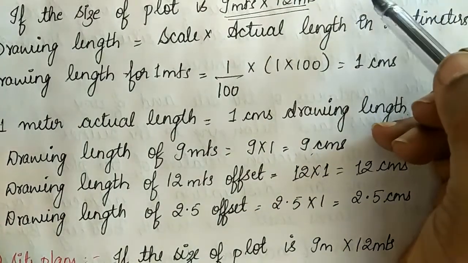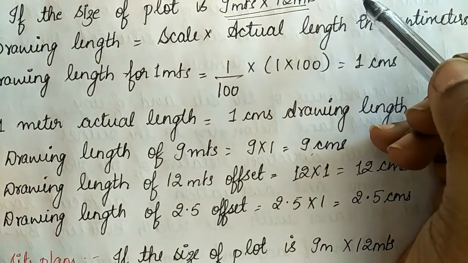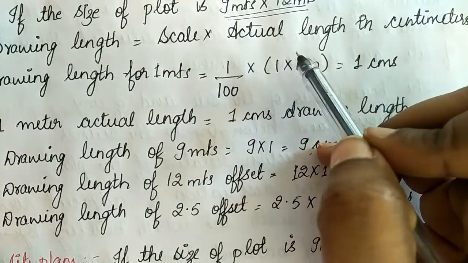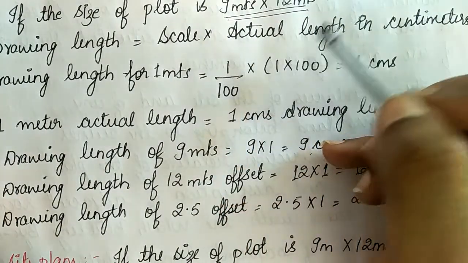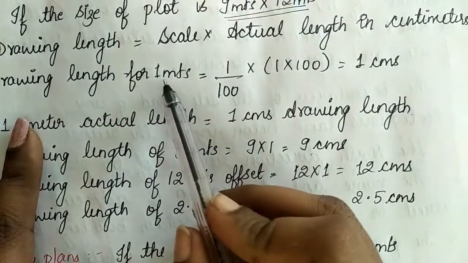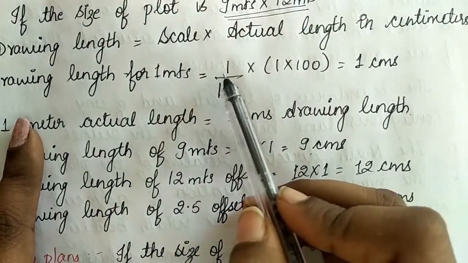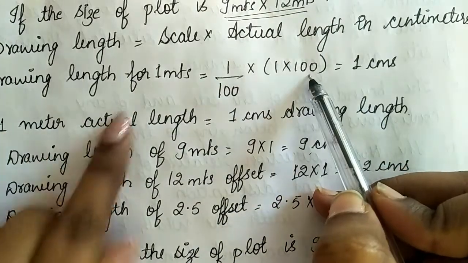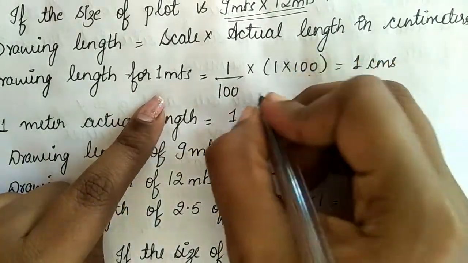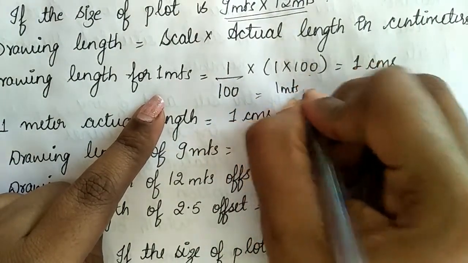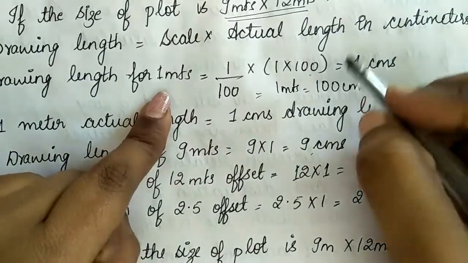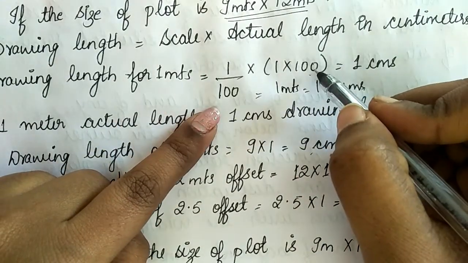Now as I told you, when it is 1:100 scale you need not bother about the conversion. जो कोई भी डिटेल्स है उसको ही आप कन्वर्ट करोगे सेंटीमीटर्स में. Okay, see drawing length for 1 meter is nothing but 1 divided by 100 into 1/100. Why they have done 100? Because see 1 meter, if you want to convert it to centimeters, it is 100. That is why they have taken here as 100 in calculation.